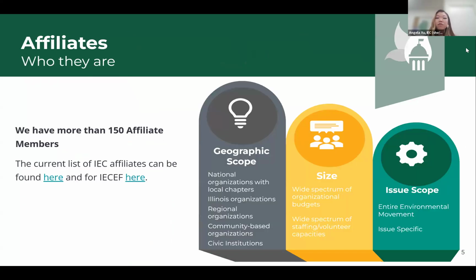We do have over 150 different affiliate organization members, and our list can be found online. And these all vary in a wide spectrum of organizational sizes, budgets, staffing size, and capacities. Our geographic scope is all within Illinois. We work with national, regional, and community-based orgs, as well as civic institutions.